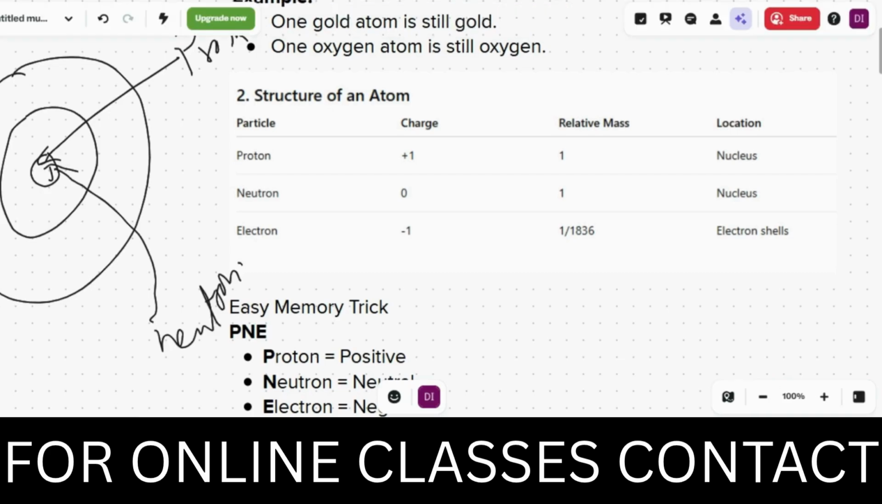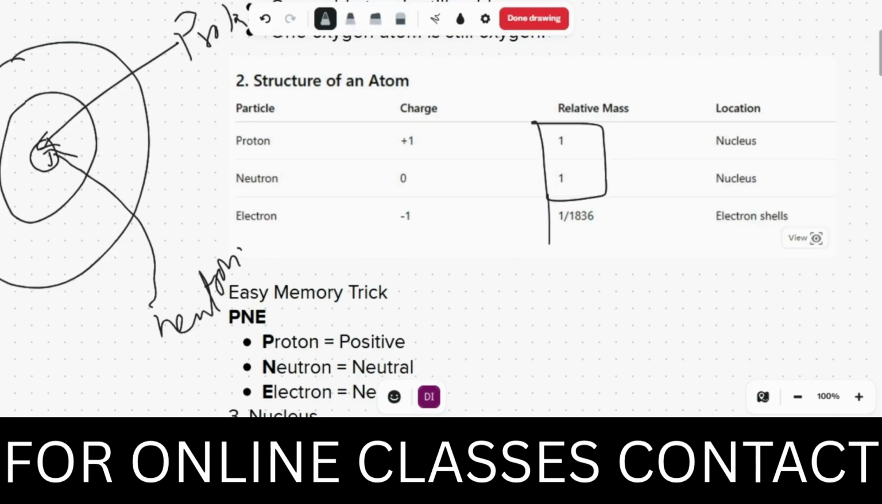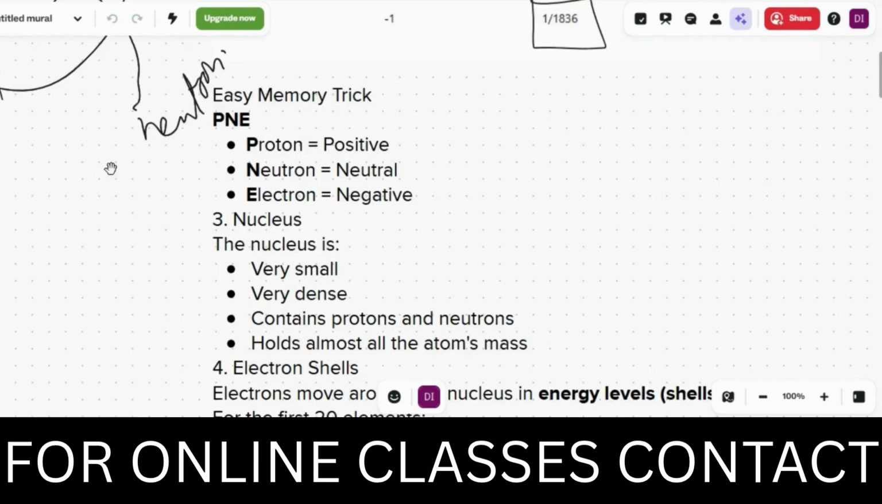Neutron. Okay, neutron and proton have a relative mass of one, whereas electron has a mass of one over 1836. Electron has relatively less mass compared to proton and neutron, and electrons are present in electronic shells, for example here or here, maybe in any shell. Okay, and the charge on electron is minus 1. Now, how to remember it easily? You can use the PNE method. P means positive, N means neutral, E means negative.